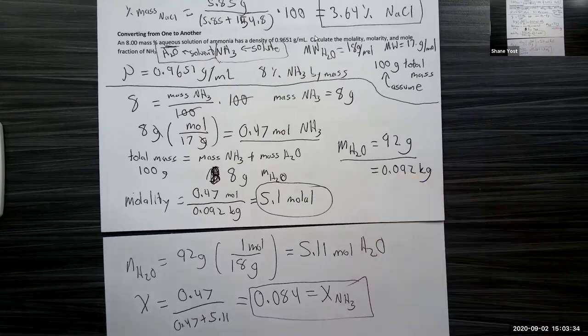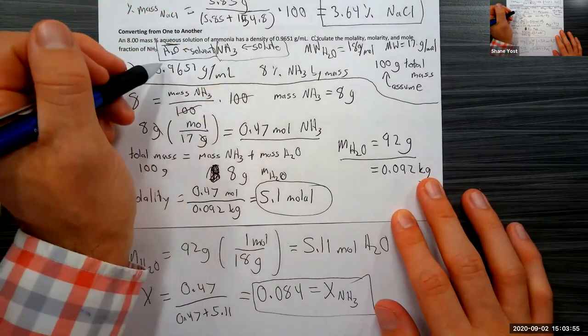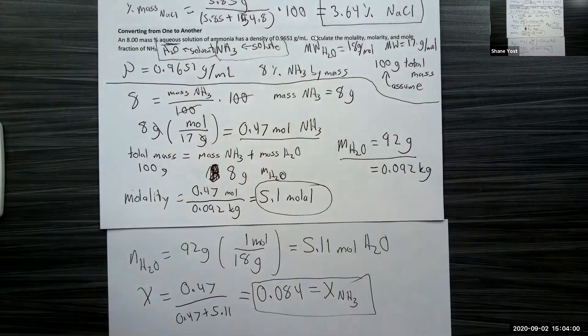Why did you put 0.47 on top? I just thought that the moles of H2O would be on top. So the solute in this problem is NH3, and the solvent is H2O. That's why we did 0.47 on top. NH3 is our solute in this problem, and the solvent is water, H2O. So that's why we ended up doing 0.47 on top. But good question.